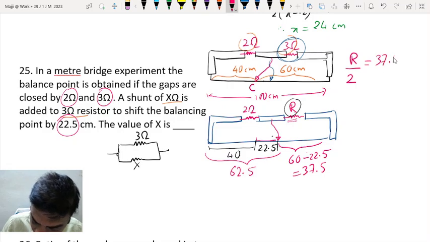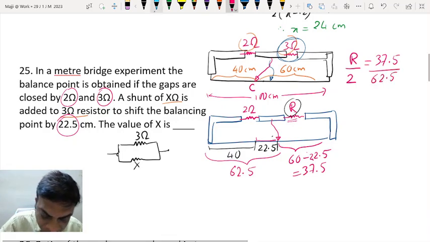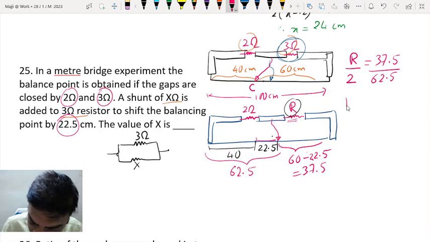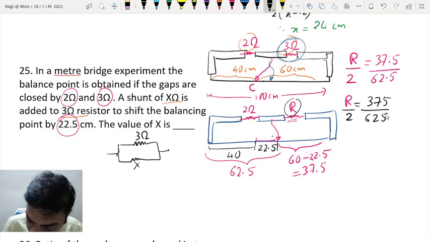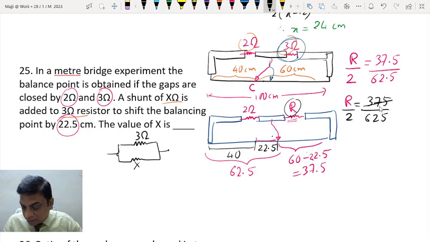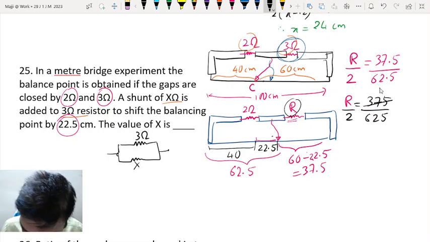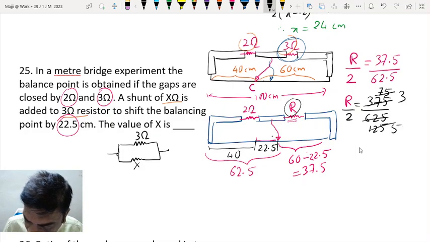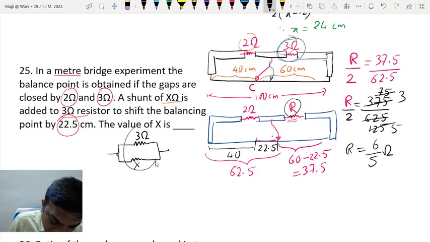So R upon 2 is equal to 37.5 upon 62.5. We can remove the decimals, and we get 375 and 625. We can cancel this with 5: 5 sevens are 35, 5 fives are 25, 5 125s are 625, and so on. So R is equal to 6 by 5 ohm, and we know R is the effective resistance between 3 and X.